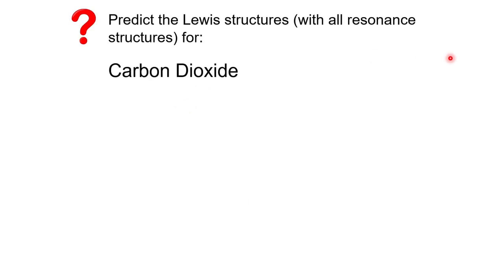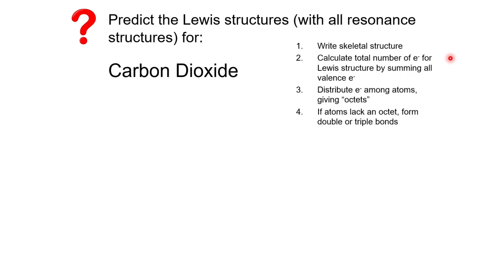Now let's predict the Lewis structures with all resonance structures for carbon dioxide. So this is CO2. If you'd like, you can pause and sketch out your Lewis structures and then see if you are correct. Again, our guidelines: we're going to write the skeletal structure, calculate the total number of electrons, distribute our electrons among the atoms, and then add double or triple bonds as necessary to get to our octets.